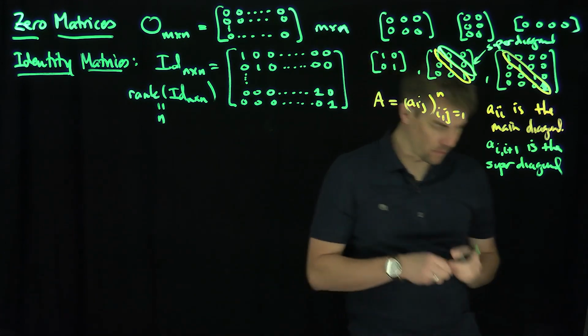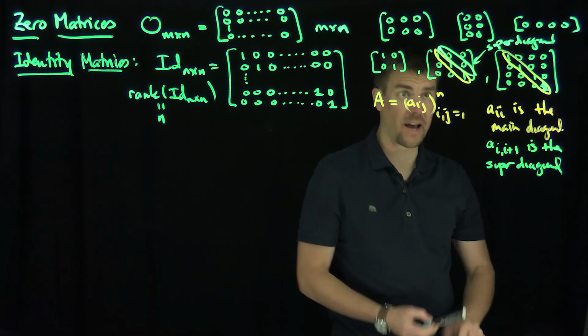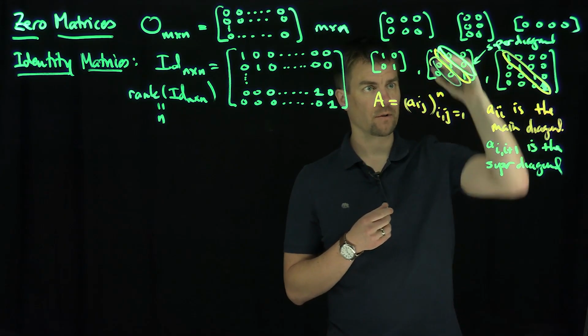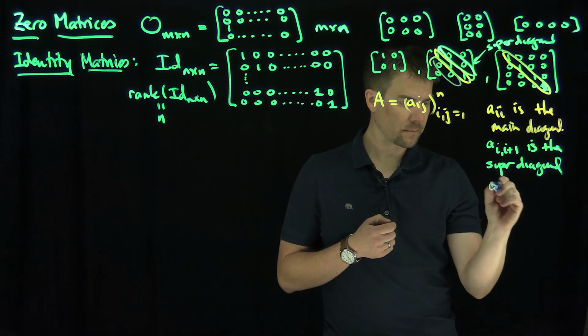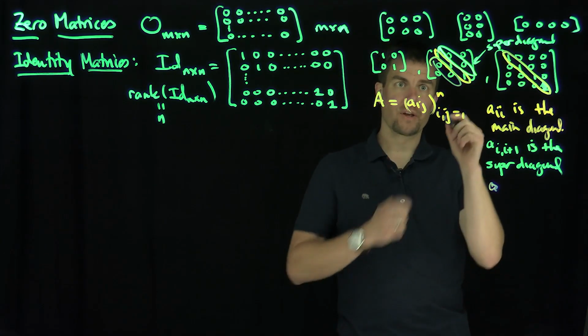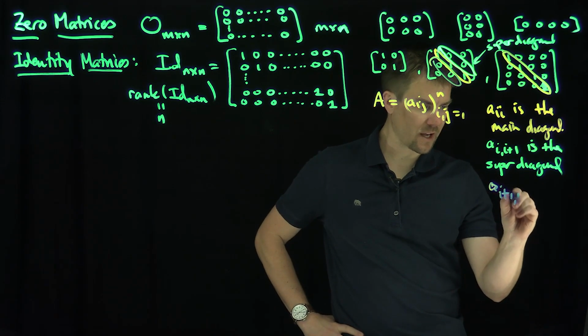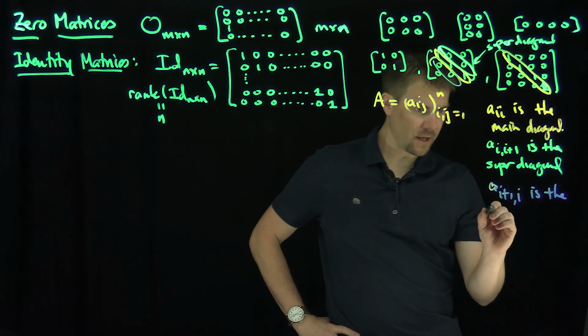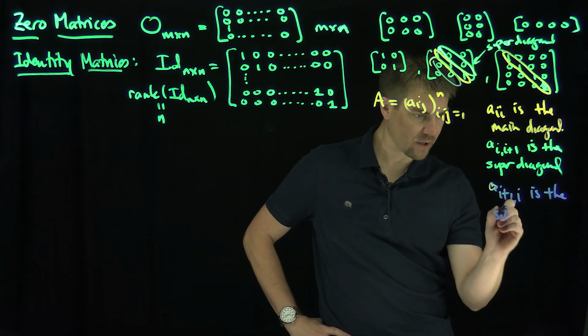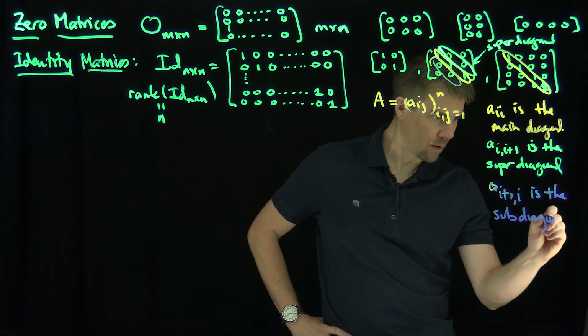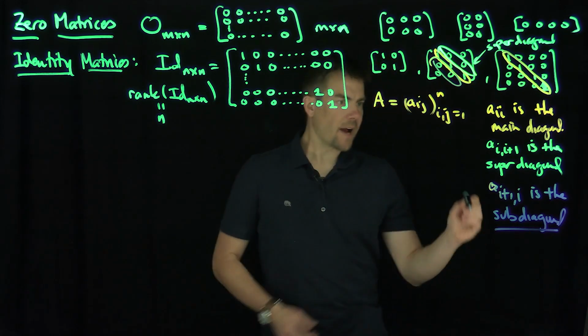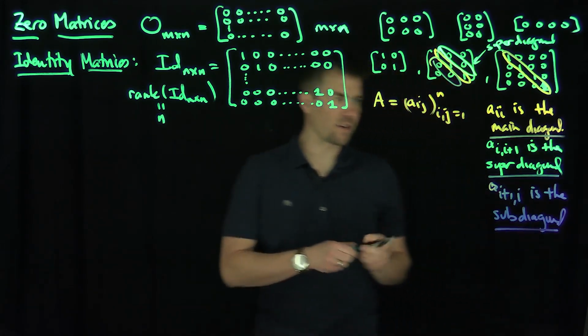And then, of course, the diagonal one below the main diagonal is going to be called the subdiagonal. That's when the row is one bigger than the column. So A_i+1,i is the subdiagonal. These diagonals play an important role in the study of matrices, right?